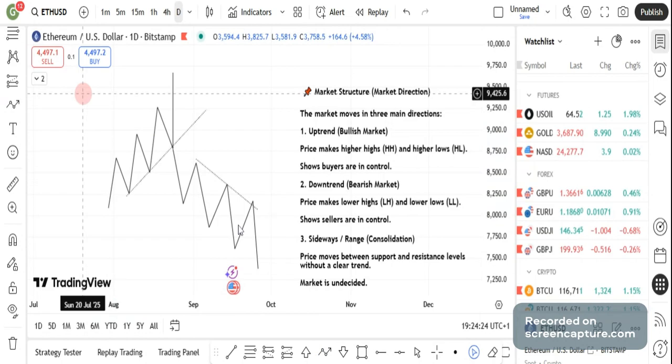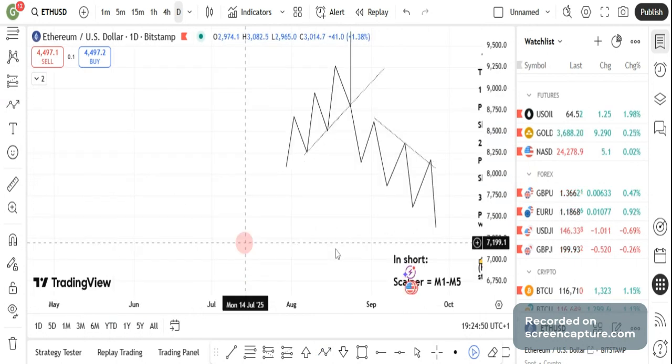All right. So now let us move to the sideways. This is the last market structure we have. The last market structure is known as the consolidating market, or a ranging market.